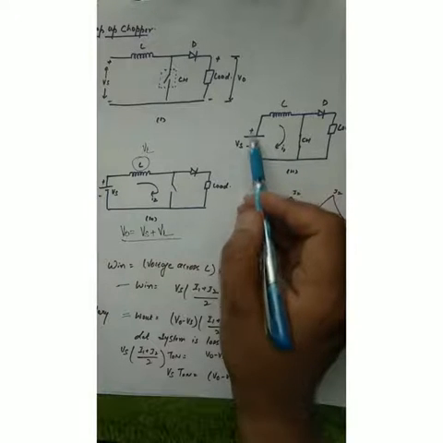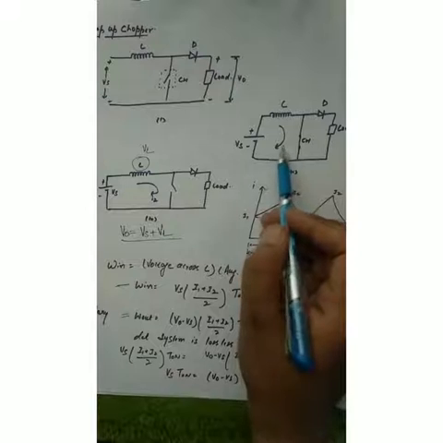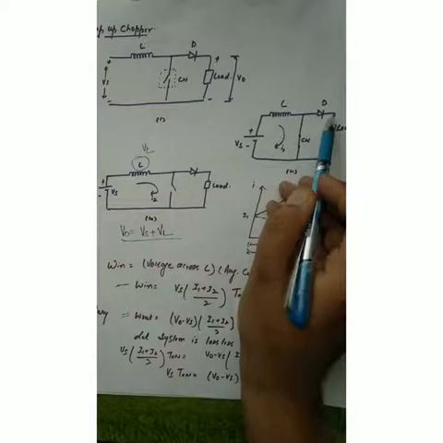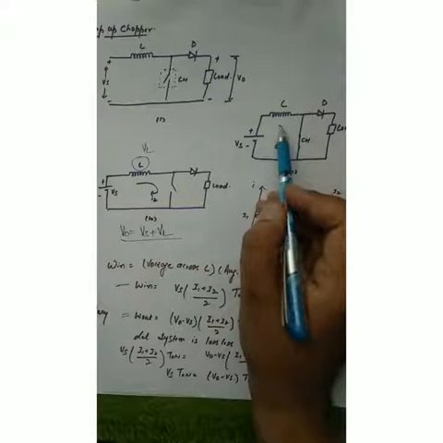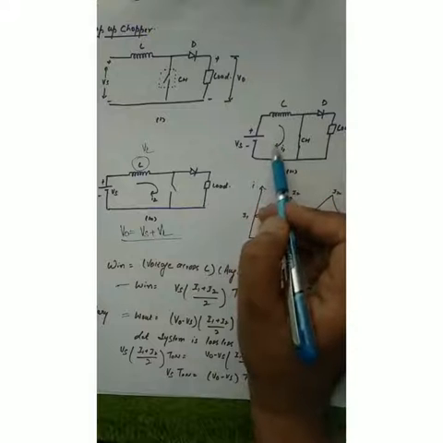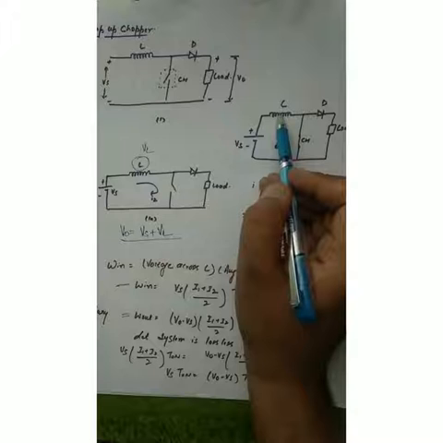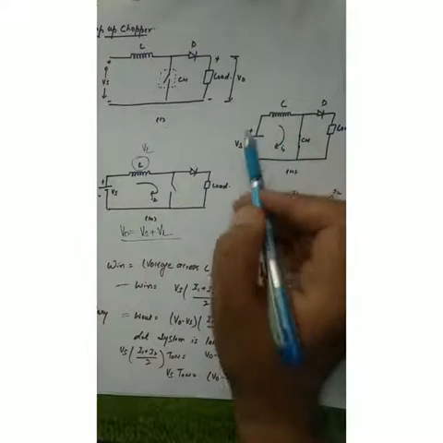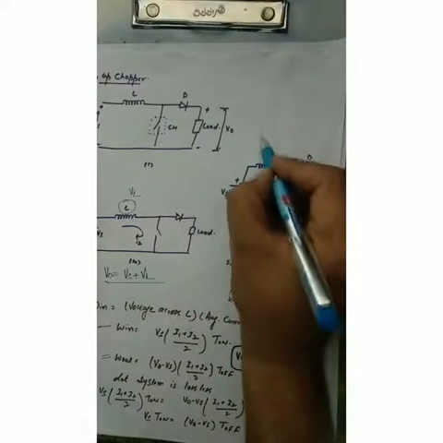Due to this supply voltage, the current starts flowing in the circuit, but when this current reaches this point, it will not go further because at that time it acts as a short circuit. So all the current will flow through here, and at that time the inductor will charge. Is it clear? So when the inductor charges, a voltage builds up across the inductor, and that voltage will be equal to VL. Is it clear?